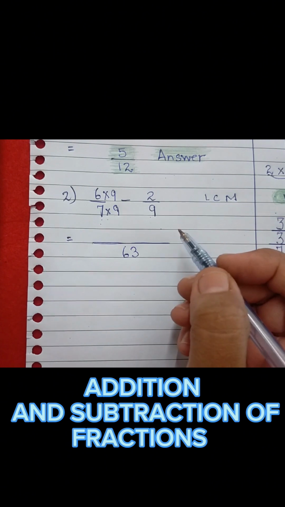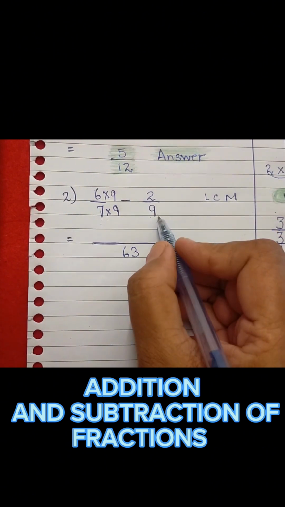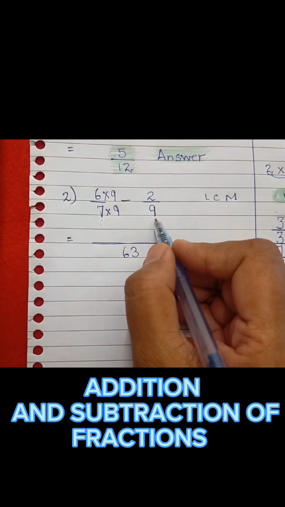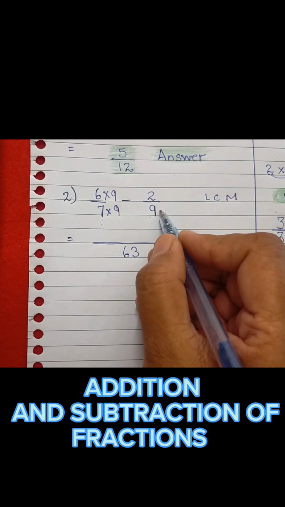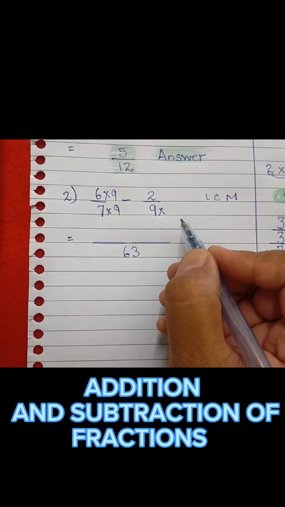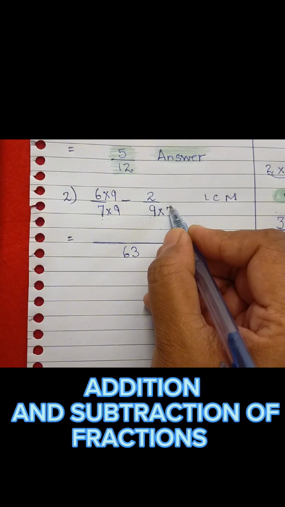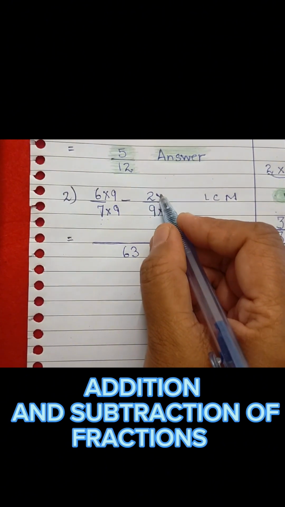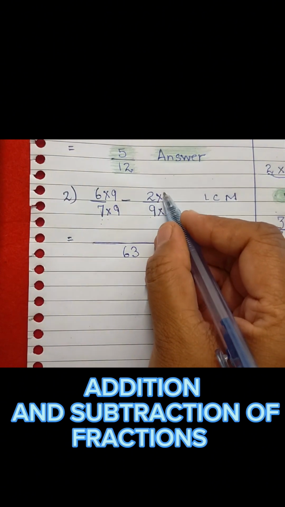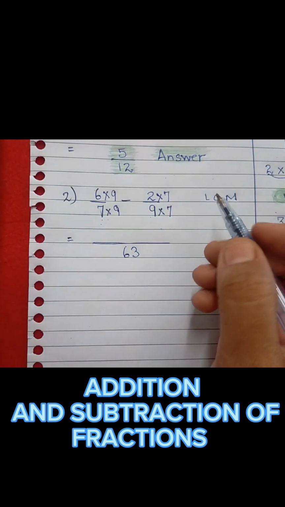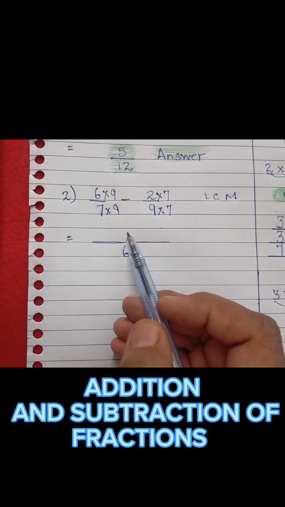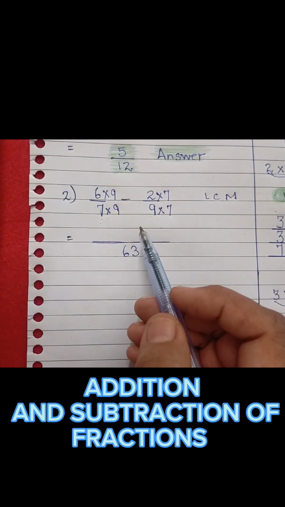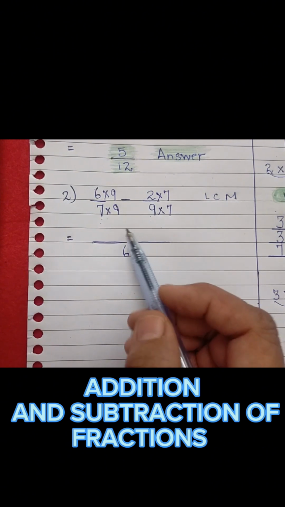Okay, then I will think of the 9 here, which is my denominator. 9 times what is giving me a 63? 9 times 7 gives me a 63. What will I do here? I'll put a multiplication sign and I'll bring this 7 up. Okay. Now, I'm sure you people are learning tables, so you will not have any difficulty when you're multiplying figures.